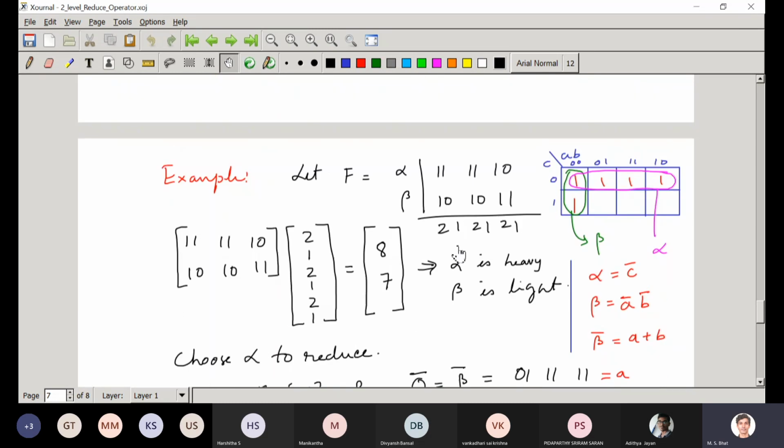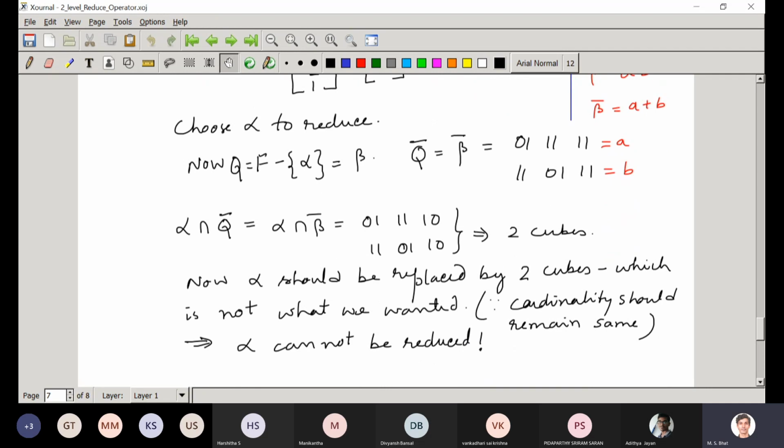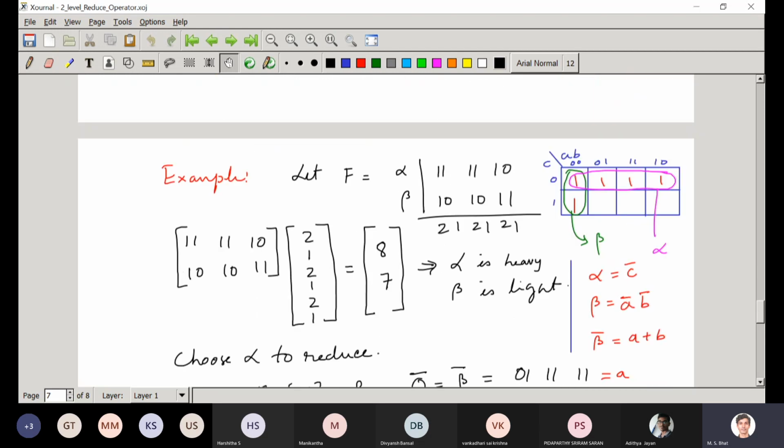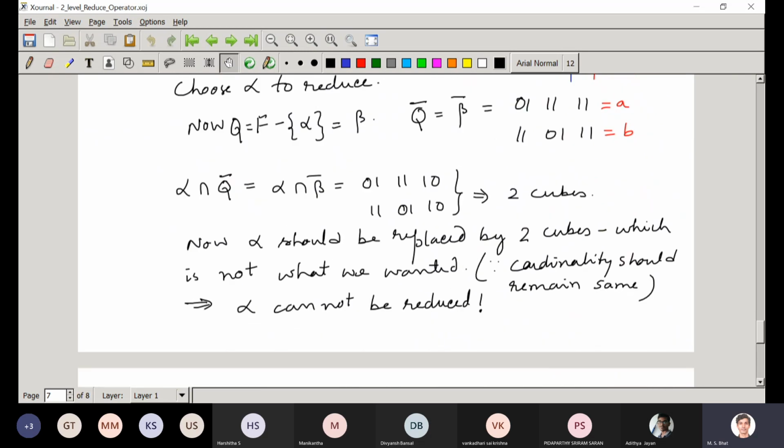Now you intersect alpha with the beta bar, that is Q bar. Alpha is one cube. Now we intersect with the two cubes of Q bar. So you get two cubes of intersection of alpha with the beta bar. But now alpha should be replaced by two cubes, which is not what we wanted. Cardinality should remain the same. We wanted to reduce alpha with one single cube. The reduce operation should not increase the cardinality. Here the cardinality has increased because you get two cubes. So alpha cannot be reduced.